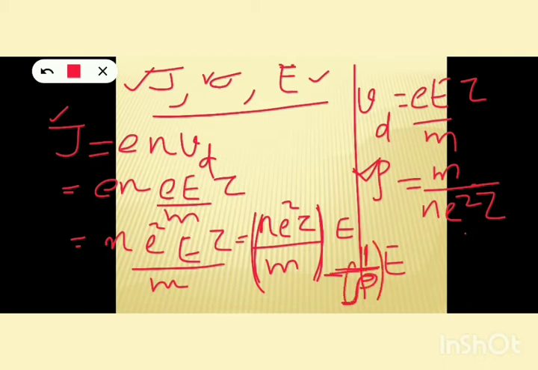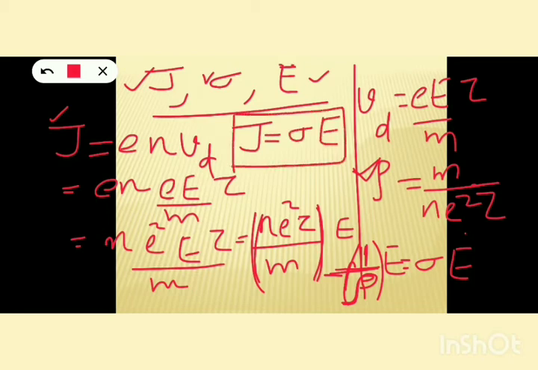1 by rho means 1 by resistivity. So what is the reciprocal of resistivity? Reciprocal of resistivity is conductivity, and conductivity is denoted by sigma. So we have current density J is equal to sigma into E, where J is the current density, sigma is the conductivity, E is the electric field. 1 by rho is conductivity, because 1 by rho is the reciprocal of resistivity.